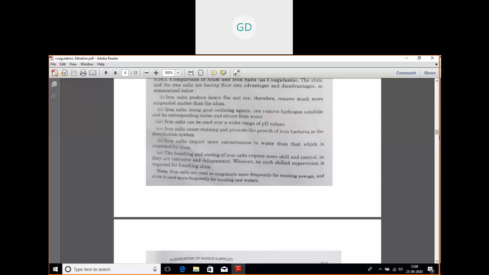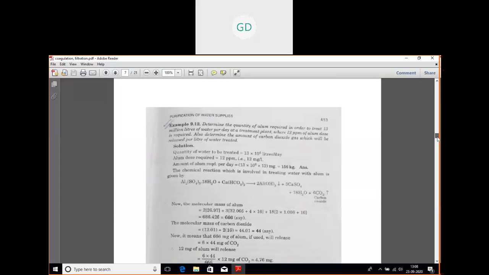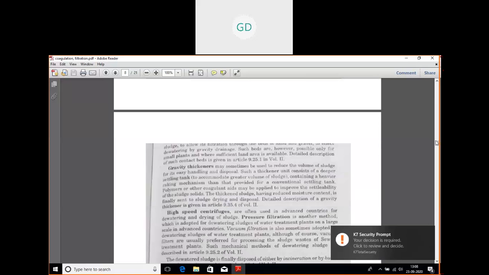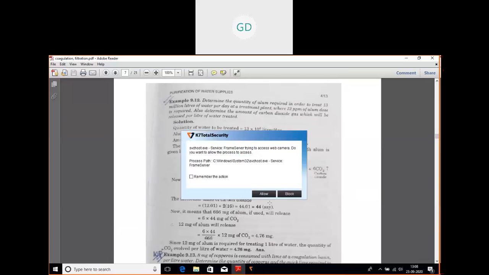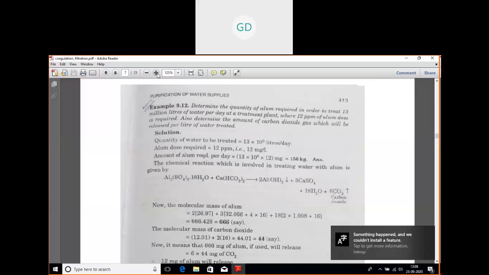Okay, fine. So today, you have known about the coagulants. So today we will be doing one numerical related to your coagulant. Let us see this question. Determine the quantity of alum required in order to treat 13 million liters of water per day of a treatment plant, where 12 ppm of alum dose is required. Also determine the amount of carbon dioxide gas which will be released per liter of water treated.